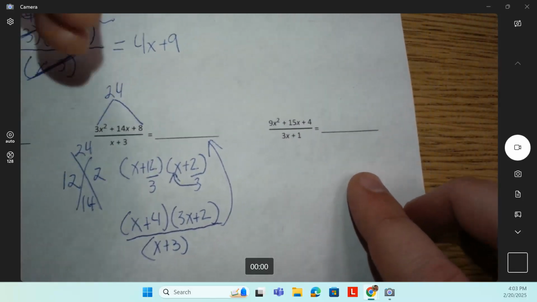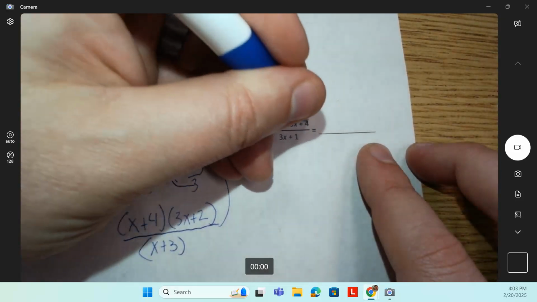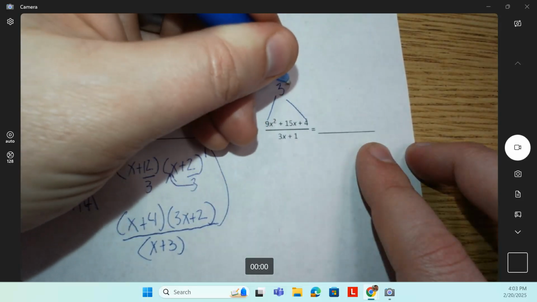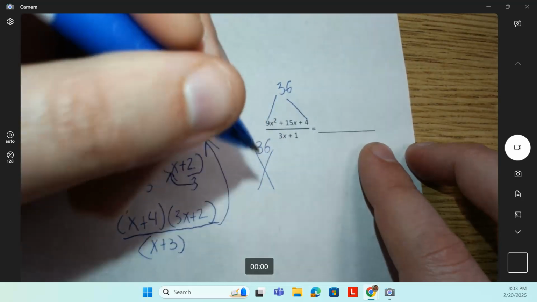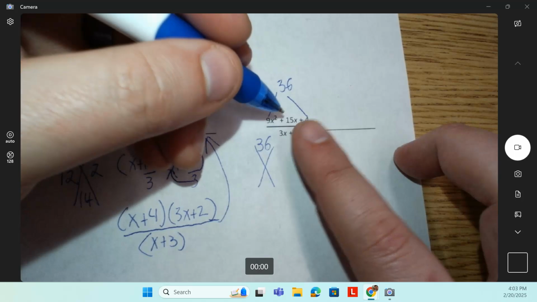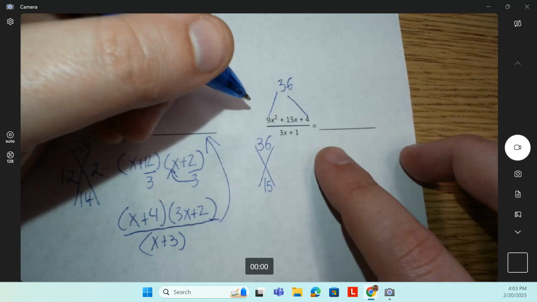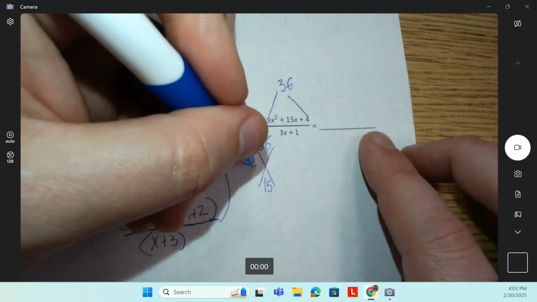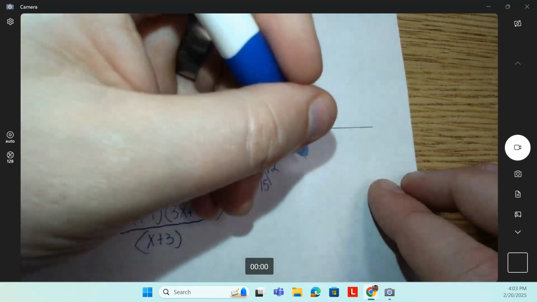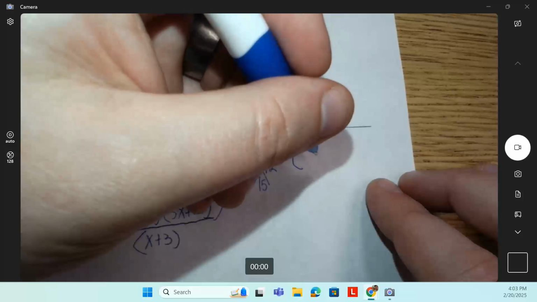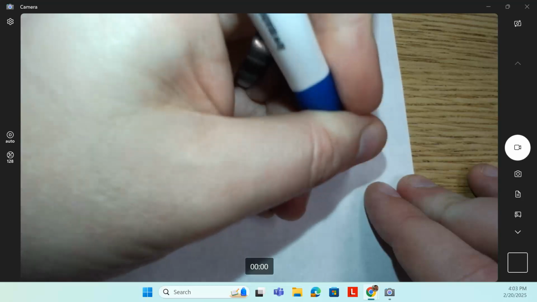Looking at the next one, again, still doesn't divide out. So those multiply to get 36. I need something that multiplies to 36 and adds to that b value in the middle, which is 15. As I look at my factors there, it should be 3 and 12, both positive. I would write that as x plus 12 and x plus 3.